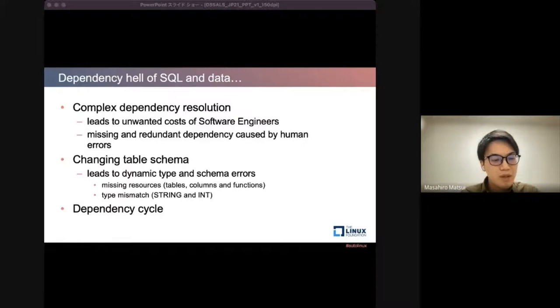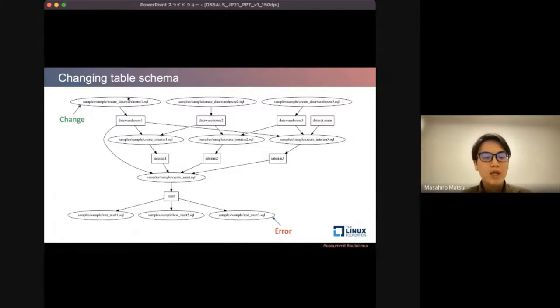These problems explain the points. The complex dependencies lead to unwanted costs for software engineers and missing and redundant dependency caused by human errors. Also, changing table schema leads to dynamic type and schema errors in the dependency graph, such as missing resources, you know, tables, columns, and functions. And type mismatch, for example, between string and int. Changing table schema is more complex, as in some cases, upstream SQL queries change can lead to errors in the downstream SQL queries.